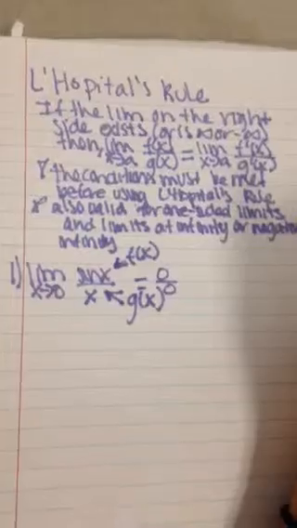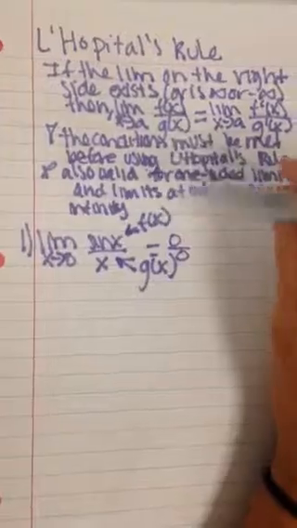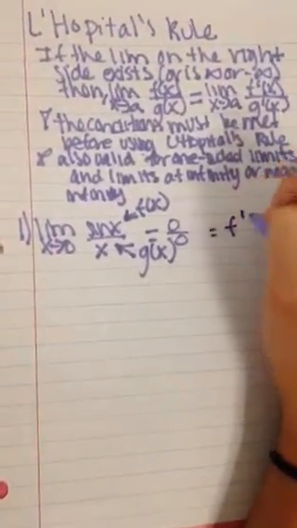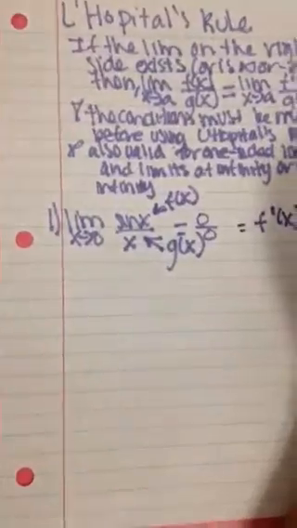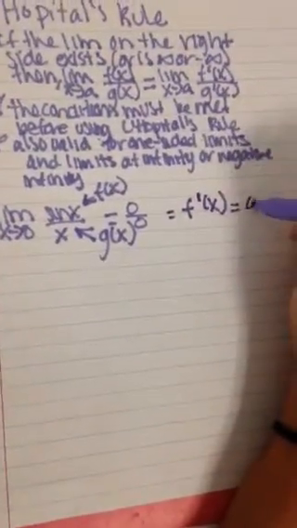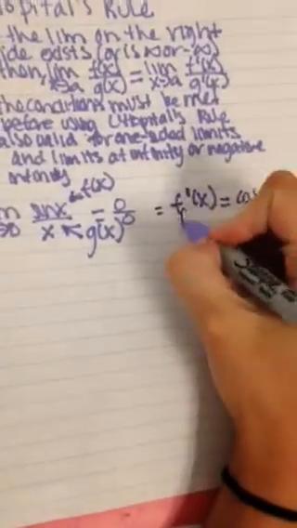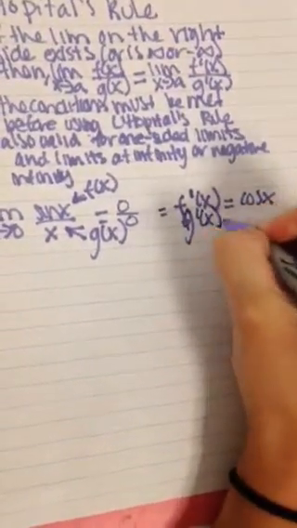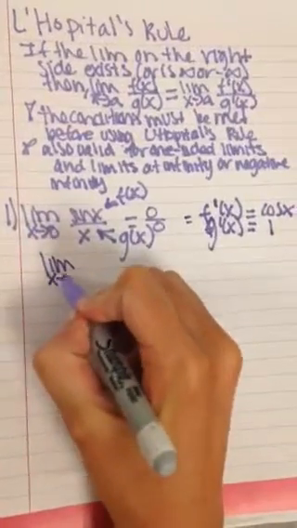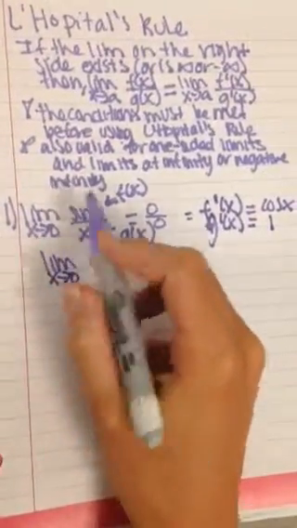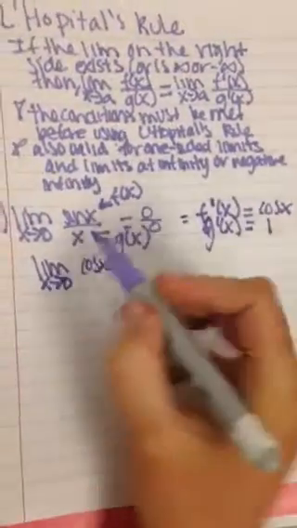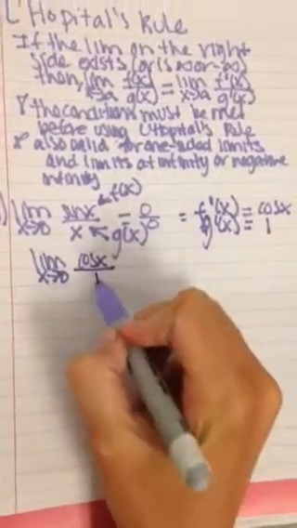So L'Hopital's rule states to take the derivative of the top function and the bottom function and see what you get. So the derivative of the top, which is f of x, would be cosine x. And the derivative of the bottom function, which is g of x, would be just 1. Alright, so the limit as x approaching 0, which is our a, of cosine x, which is the derivative of f, over the derivative of g, which is 1.